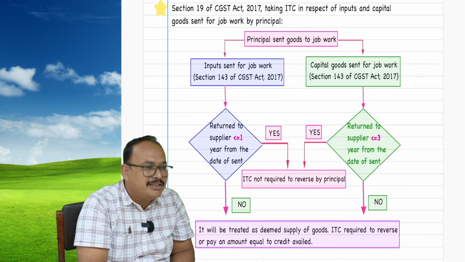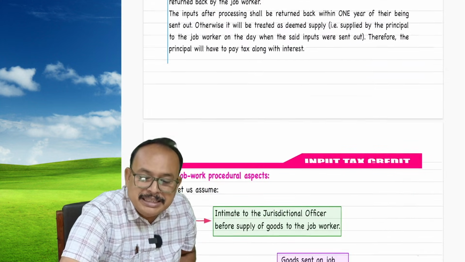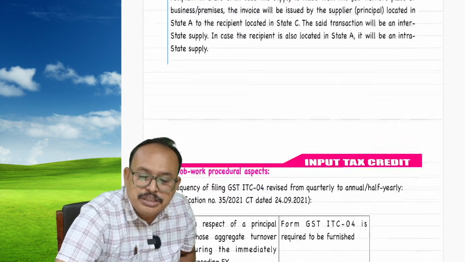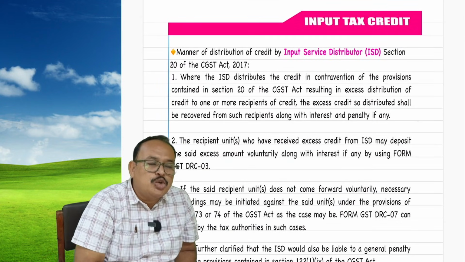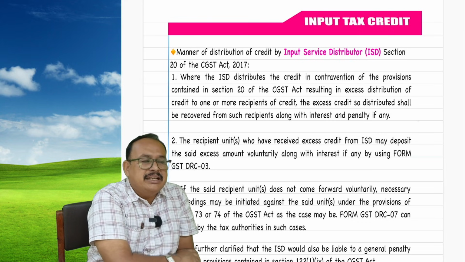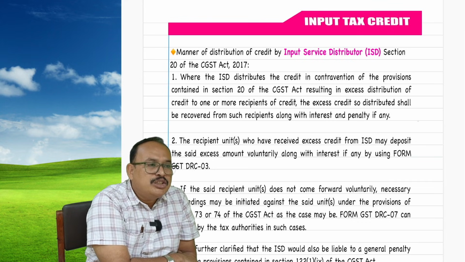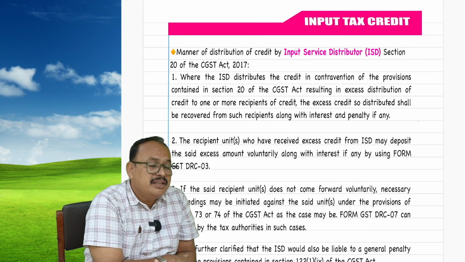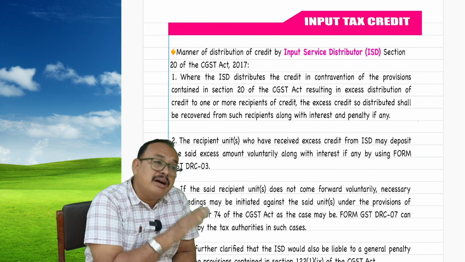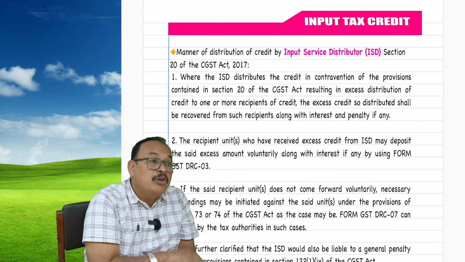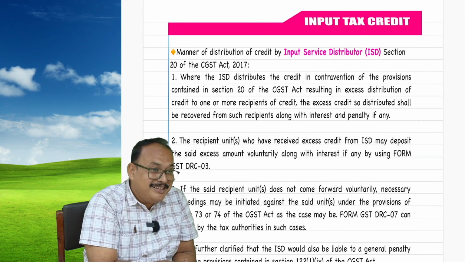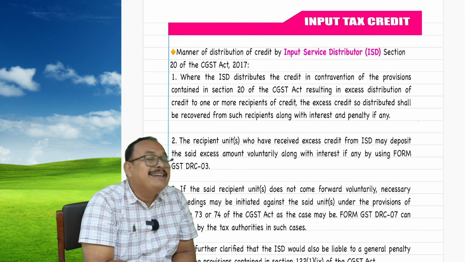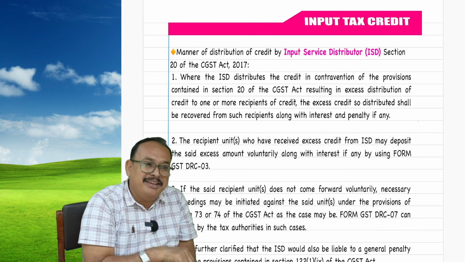Coming to section 20, which is nothing but the input service distributor. The input service distributor should distribute the credit as per section 20 of the CGST Act. It should not distribute the credit to a unit which has not received the input services, and ensure that only the credit available for distribution is distributed. While distributing the credit to another state, CGST is distributed as IGST. Get my point, sir? For a distributor, registration under GST law is mandatory.